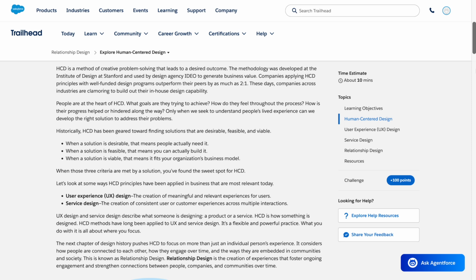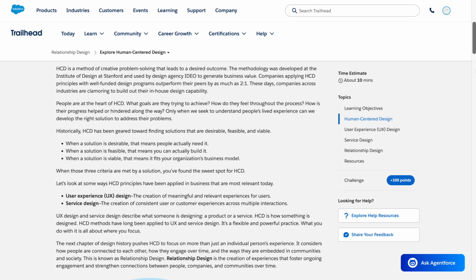The methodology was developed at the Institute of Design at Stanford and used by design agency IDEO to generate business value. Companies applying HCD principles with well-funded design programs outperform their peers by as much as 2 to 1. These days, companies across industries are clamoring to build out their in-house design capability.